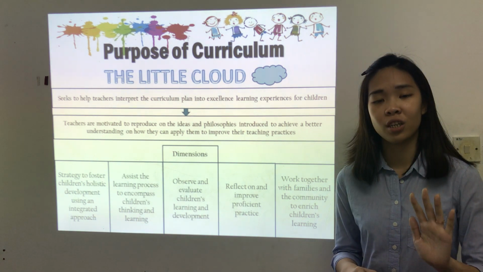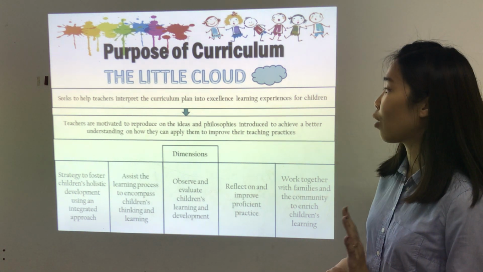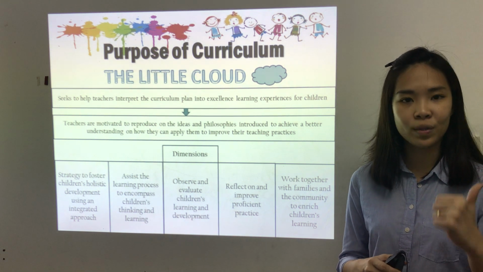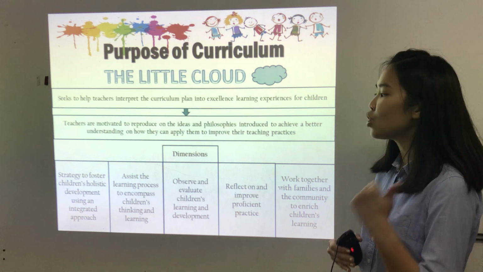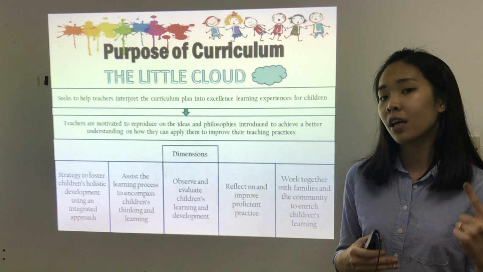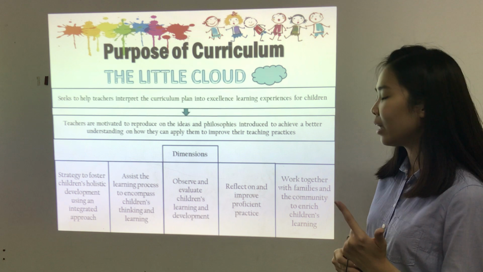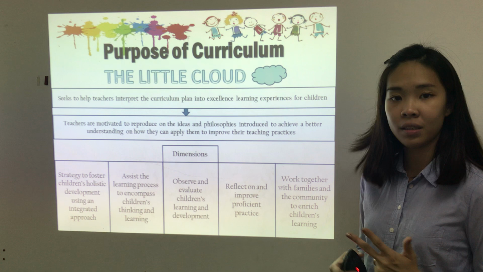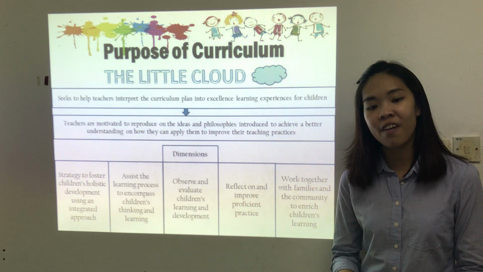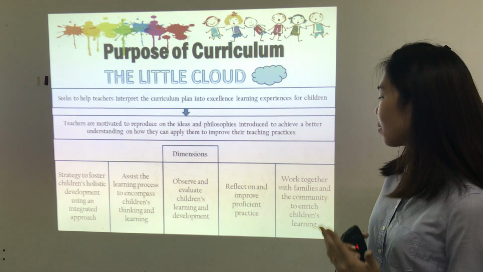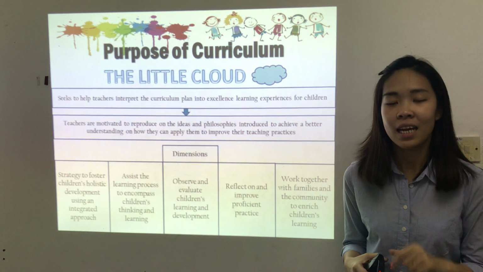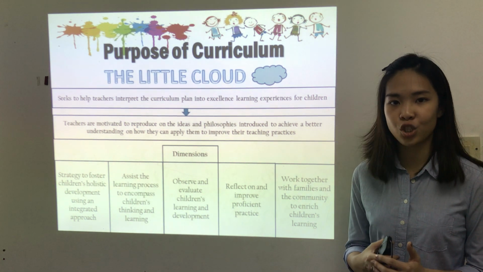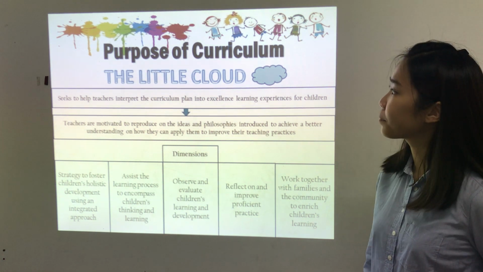There are 5 dimensions or 5 purposes of the Leader Cloud curriculum. It is a strategy to foster children's holistic development using an integrated approach. It is used to assist the learning process to encompass children's thinking and learning. It is used to observe and evaluate children's learning and development. Teachers can use this plan to reflect on and improve proficient practices, and most importantly, this plan is used to work together with families and the communities to enrich the children's learning.